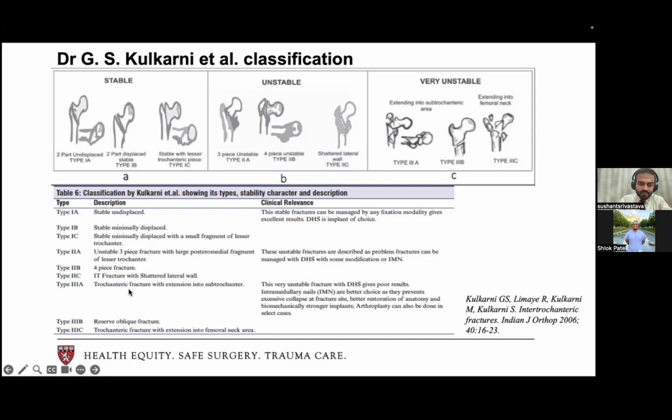Type 3A, that is the trochanteric fracture with extension into subtrochanter. 3B, that is reverse obliquity, and 3C, that is trochanteric fracture with extension, are unstable fractures with DHS, and it gives poor results. So intramedullary nail is the better choice as they prevent extensive collapse. Arthroplasty can also be done in select cases.